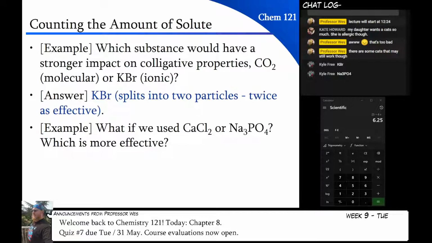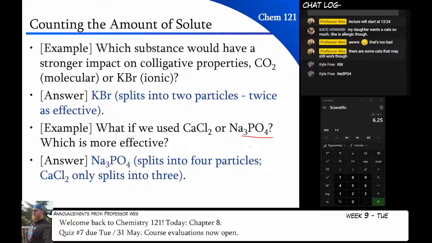All right. Correct answer is indeed Na3PO4. Because Na3PO4 splits into 4 separate particles. We've got our Nas. They're all positive here. We got our phosphate. So this would be a total of 4 particles there. But for calcium chloride, I have a calcium, and I have 2 chlorides. And this is only 3 particles.